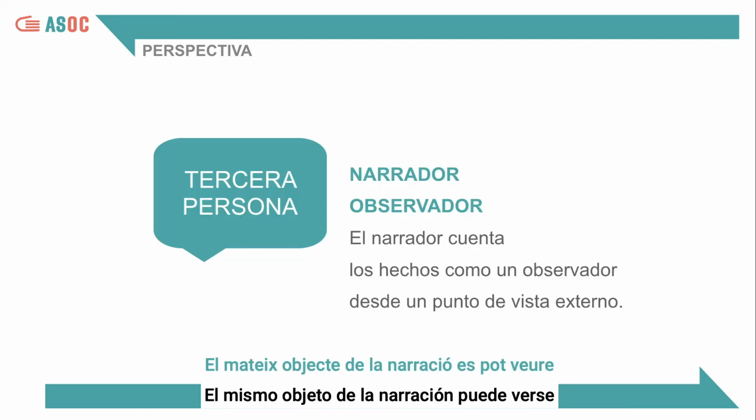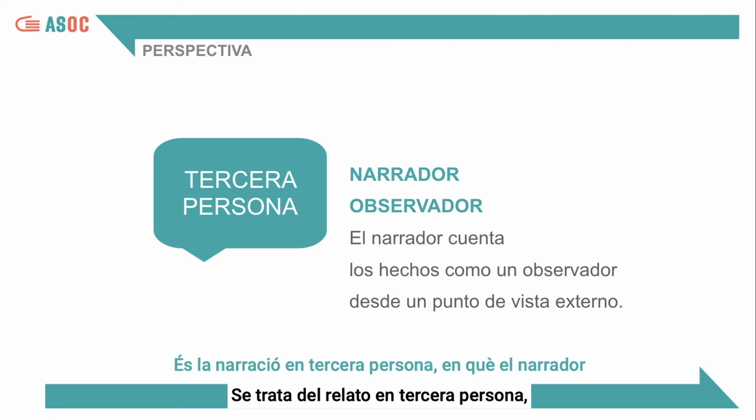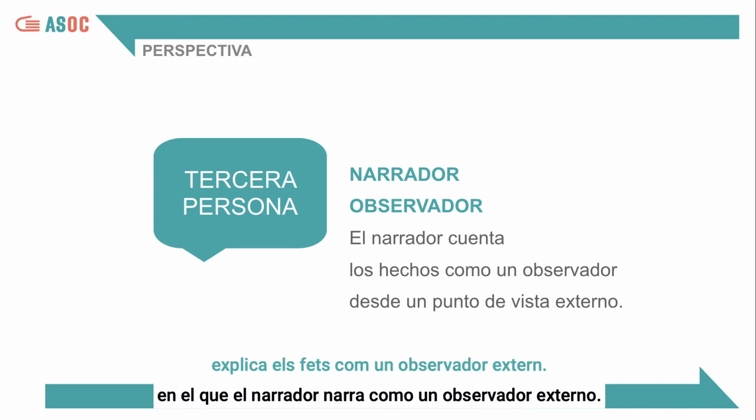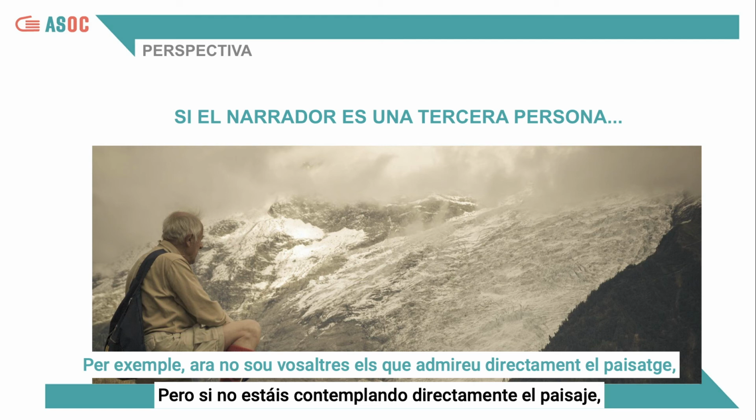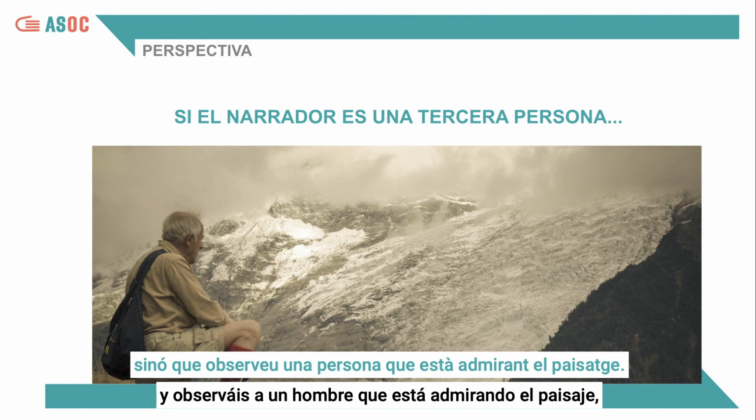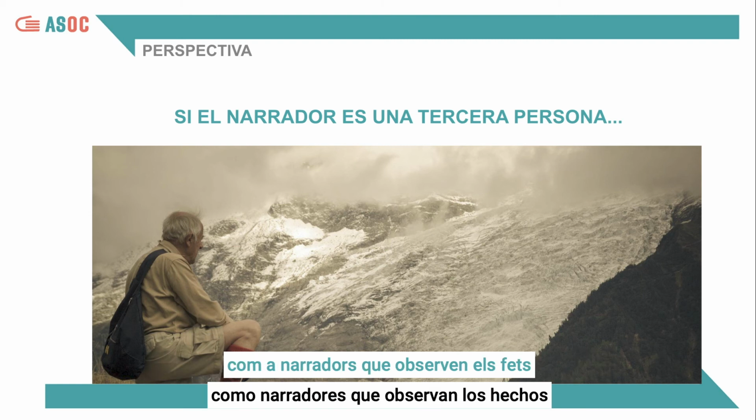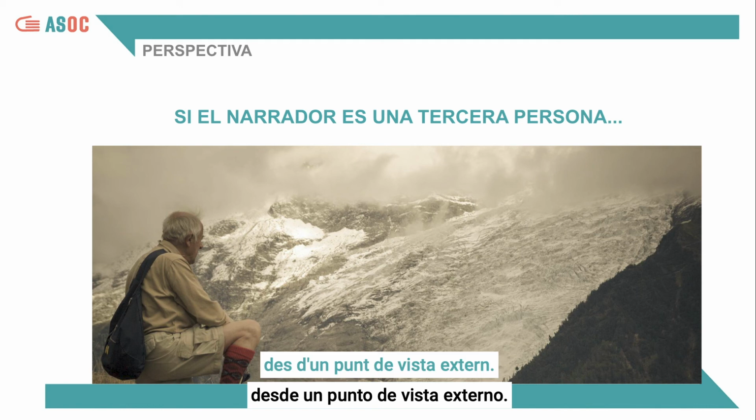The same object of narration can be seen from a third-person point of view. A story in the third person is where the narrator tells the facts as an external observer. For example, now it is not you who is directly admiring the scenery, but you are observing a man who is admiring the scenery, and then you will tell the same story in the third person, as a narrator who observes the facts from an external point of view.